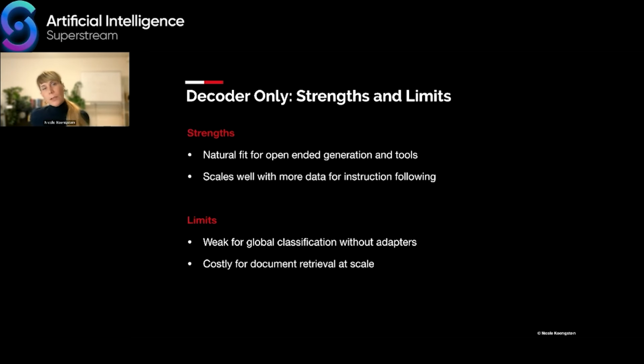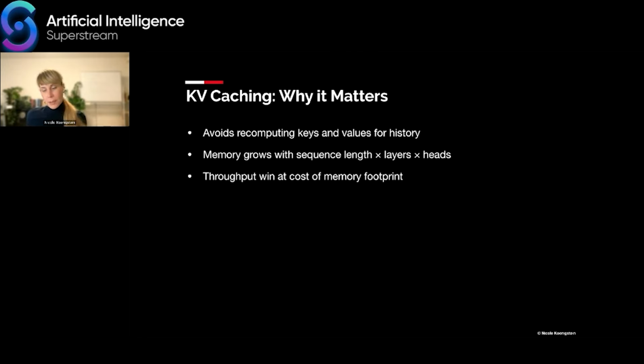So then if we go deeper and look into decoder only, what are the strengths of those? They're a natural fit for open-ended generation and tools. They scale well with more data for instruction following. And the limits are that they are weak for global classification without adapters. So encoders are really better, not decoders, for that task. And they are costly for document retrieval at scale. So every token counts.